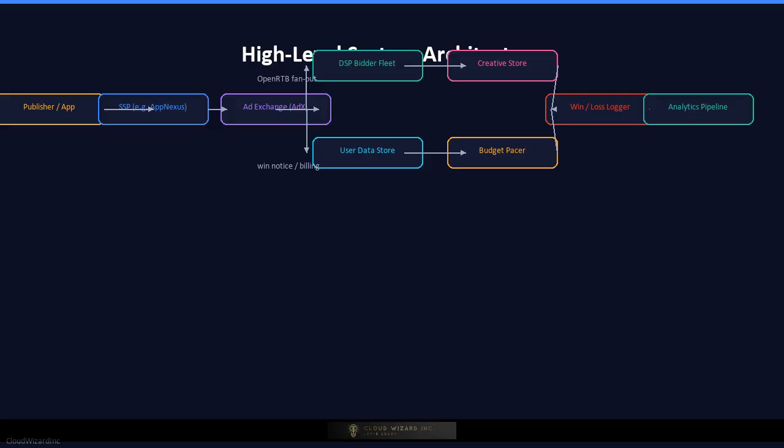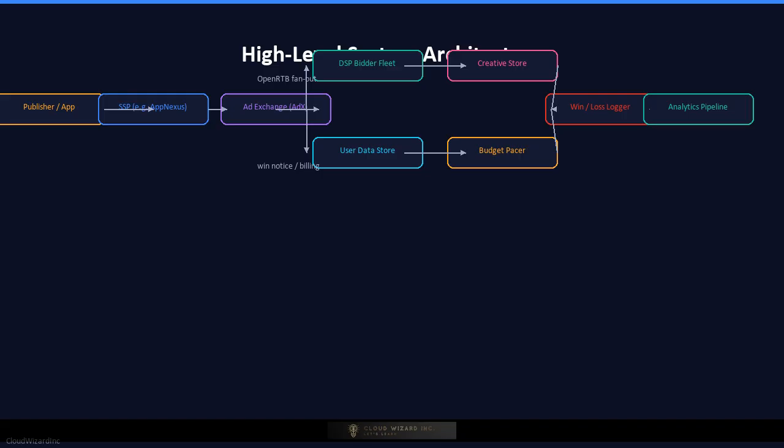Here is the high-level system architecture. On the publisher side, a supply-side platform receives ad slot signals from the publisher's page or app and sends a bid request to the ad exchange. The ad exchange is the central orchestrator. It receives the OpenRTB bid request, fans it out to all eligible DSPs simultaneously via parallel HTTP calls, enforces the bid timeout, collects responses, and runs the auction.